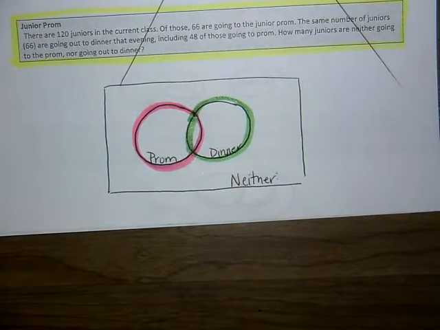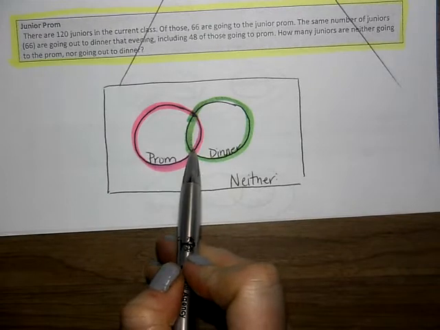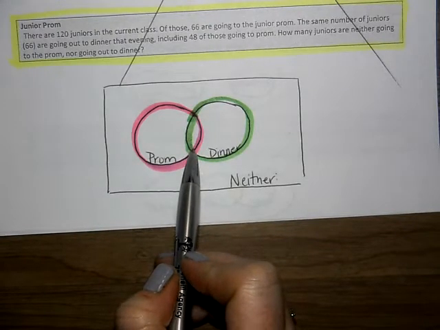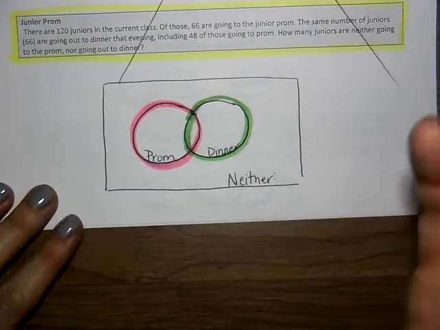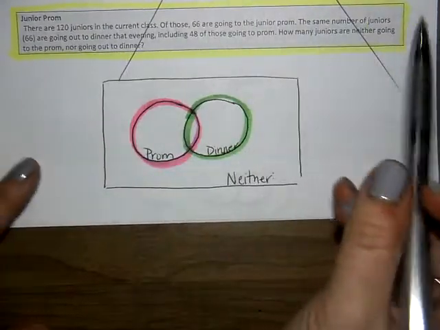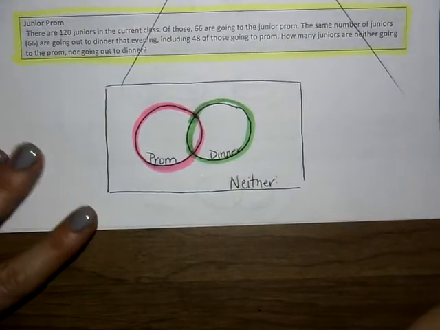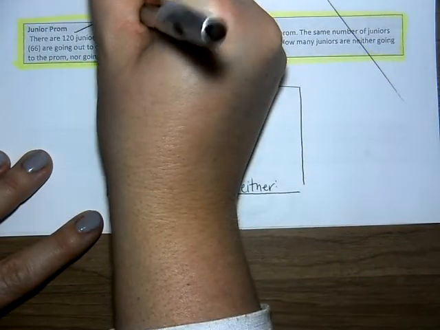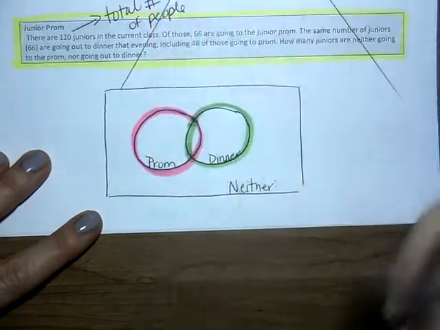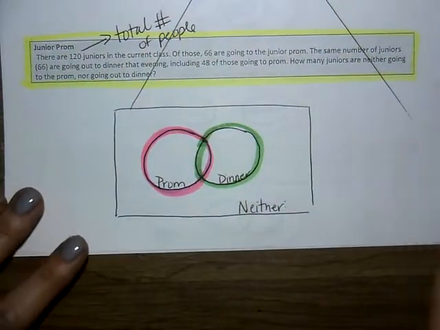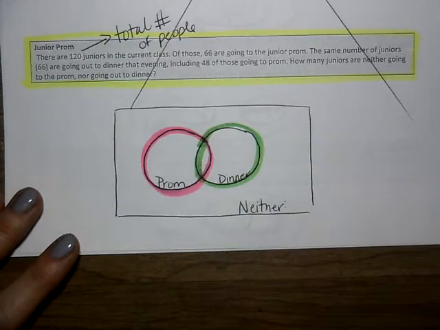And what I'll notice is that in between, they coexist, right? This is where the overlapping is. So within this overlap, that represents the people that are going to go to dinner and go to prom. So now I've set up my Venn diagram. Now I'm going to start putting all these numbers in. Okay, so I want to go back. It says that there are 120 juniors in the current class. So this is the total number of people. I want to make sure that at the end, when I figure this out, that total reaches 120, that everybody's been accounted for.